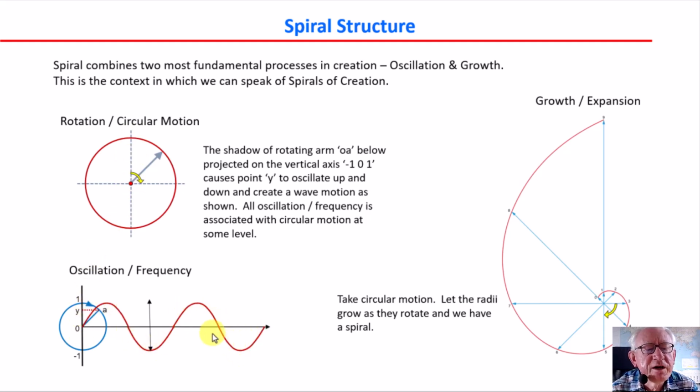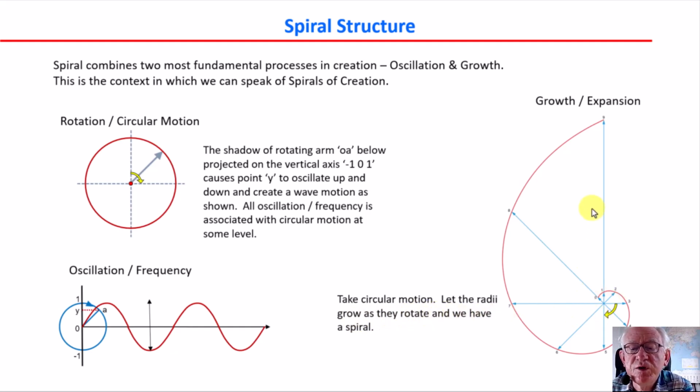Now, this wave pattern creates oscillation and frequency. In other words, the frequency is associated with how fast or how slow the cyclic process is rotating, and the waveforms are associated with frequency. Circular motion is associated with radii that are of uniform length. Now, if in addition to the rotation we allow the radii to either expand or contract, we get a spiral. In other words, take circular motion, let radii grow or decline as they rotate, and we have a spiral.